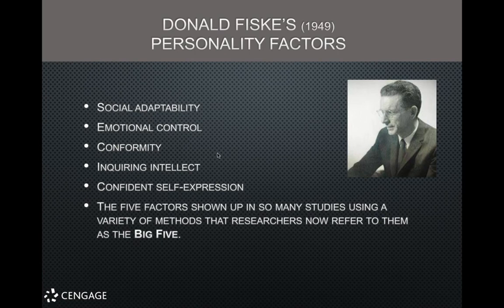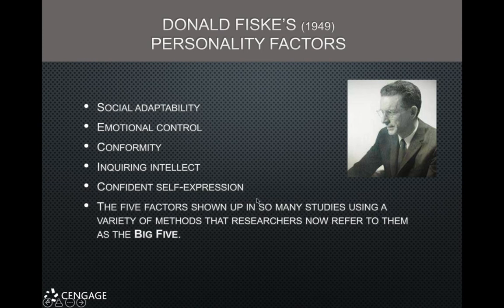Then we go to conformity. Now, conformity is the ability to readily cooperate, to be conscientious. And so this goes along the other Big Five, which is conscientiousness. The fourth one is inquiring intellect. It refers to intellectual curiosity and exploring mind, and it refers to the idea of openness under the Big Five. And last but not the least, we have confident self-expression, which is being cheerful, enthusiastic, not selfish, and this goes along the Big Five traits, which are enthusiasm.